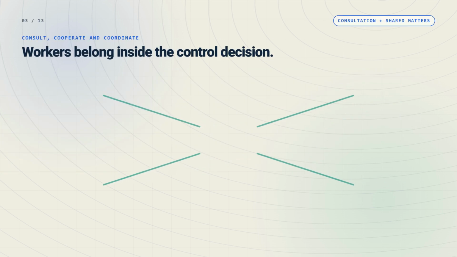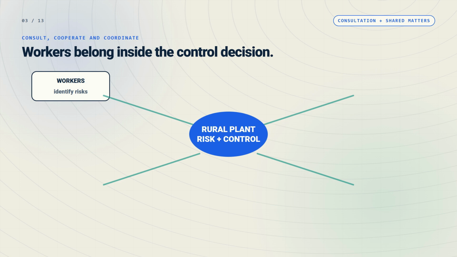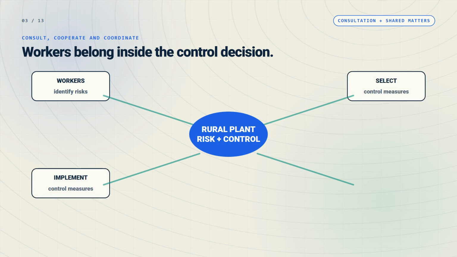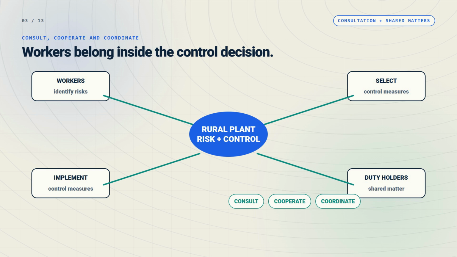Consultation should involve workers in identifying rural plant risks and selecting and implementing control measures. When duty holders share the same health and safety matter, they should consult, cooperate and coordinate their activities. The network on screen represents that exchange. It is not a completed consultation record, training record, allocation of responsibility or evidence that consultation has occurred at a workplace.